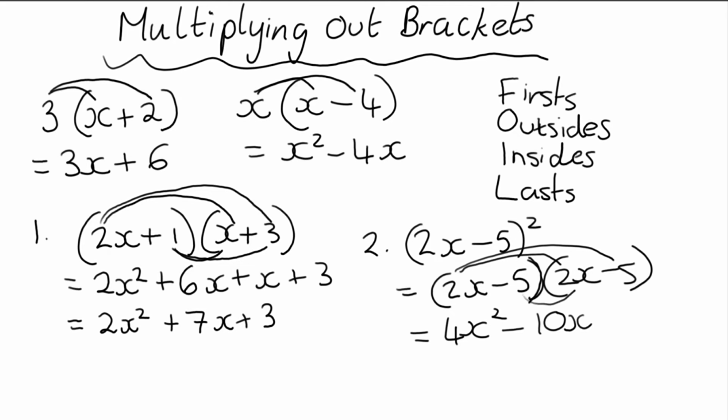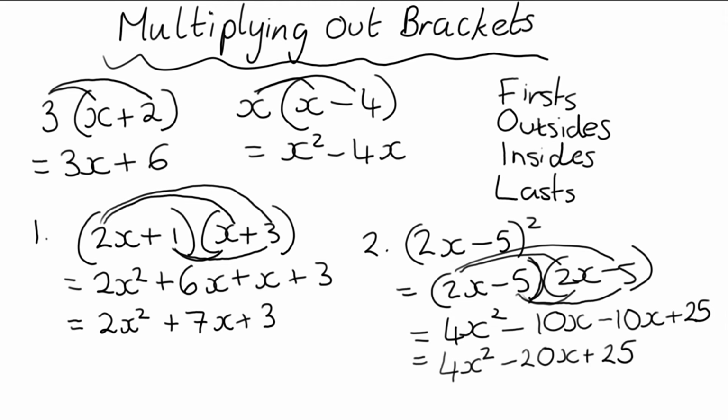The insides is going to be the same. Negative 5 times 2x is negative 10x. And then your last terms, negative 5 times negative 5 would be positive 25, so plus 25. Now to finish it off, we can join together the two middle terms, and we get negative 20x plus 25. And that's us done that one. Moving on to our third example.